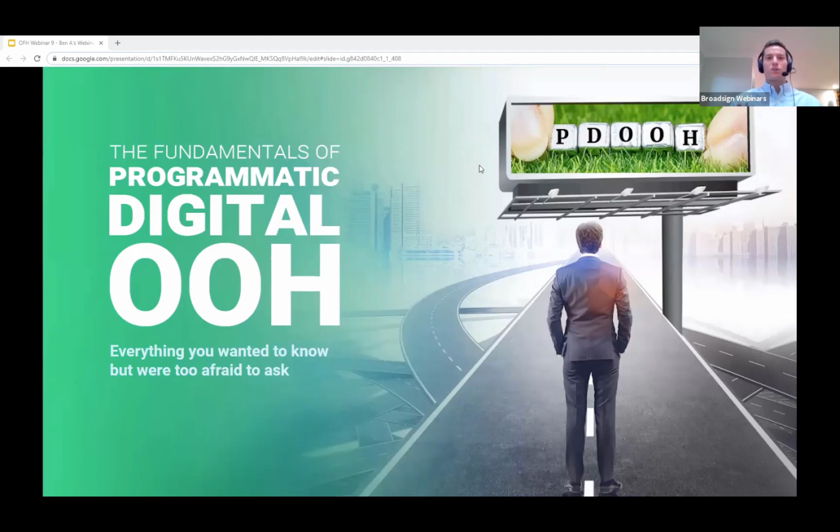Today's session is pretty much exactly what it says on the tin. It's a beginner's guide to programmatic digital out of home. For some of you, this will be the first step you take in getting a better understanding of what programmatic digital out of home is all about. Whereas for others who may be further down the programmatic path, this is a chance to go back to the absolute basics. So any questions you were too afraid to ask in the boardroom, in a client meeting, or in a planning session, we're going to try and answer all of them for you today.